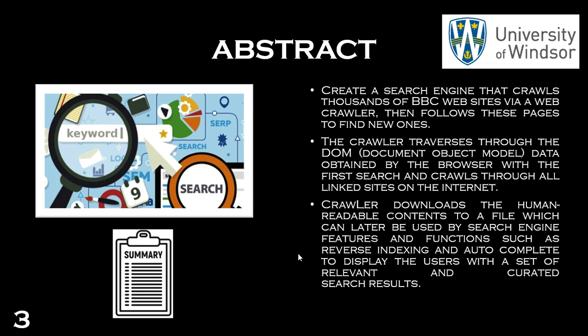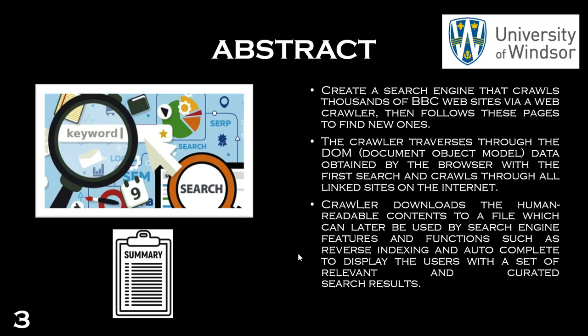So the crawler first traverses through the DOM, that is the document object model, and the data obtained by the browser with the first search, and crawls through all the linked sites on the internet. By this I mean the web crawler searches the entire URL of the World Wide Web Consortium through the concept of Java DOM, the document object model. And then the crawler downloads the human readable contents to a file that can later be used by a search engine.